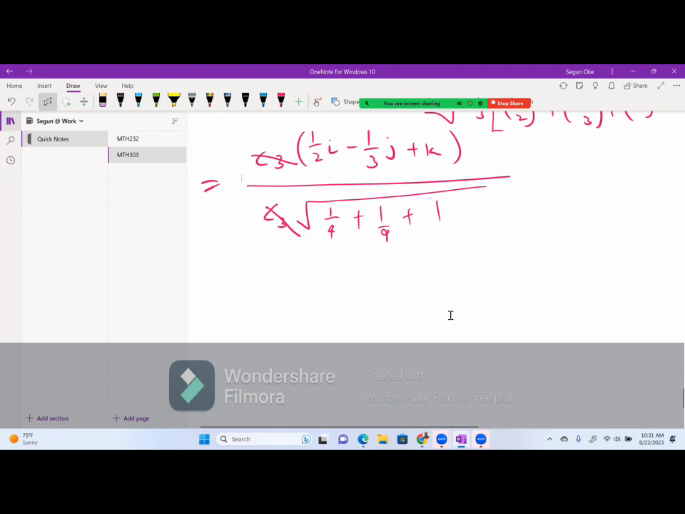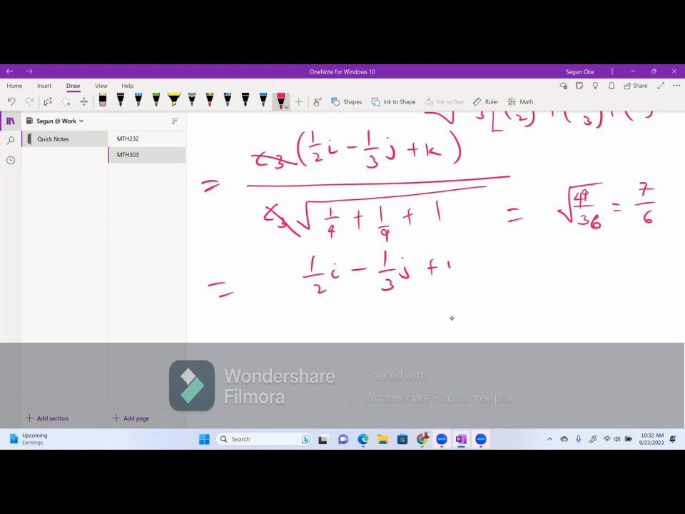If you resolve what is in the square root, what do you have at the end of the day? This one in the square root will give you 49 over 36, which is the same thing as 7 over 6, because you find the square root of 49 and the square root of 36. So at the end, you now have 1 over 2 i minus 1 over 3 j plus k over 7 over 6.